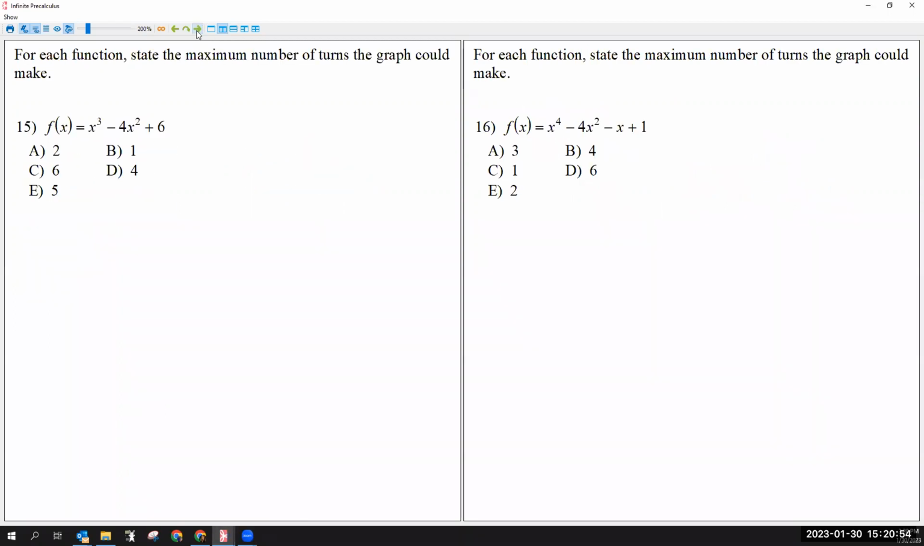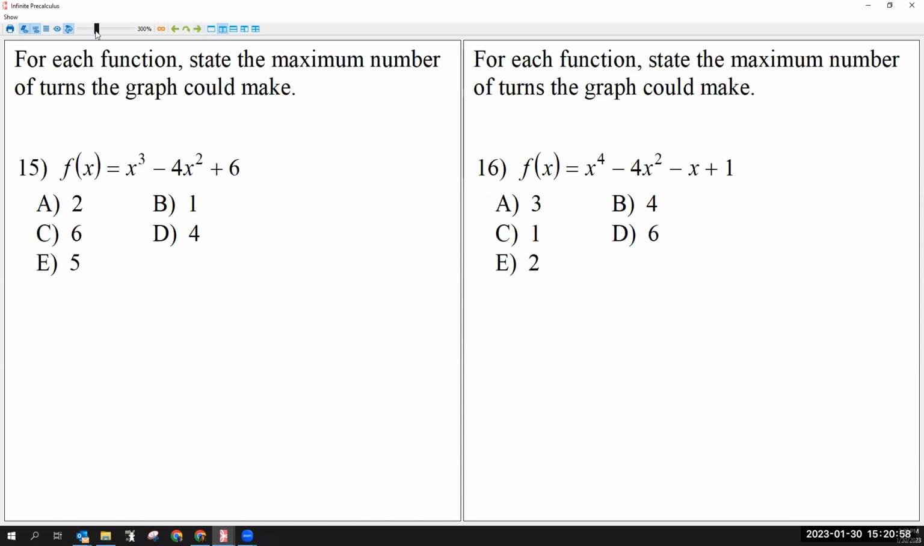All right, now hopefully these are the 2 easiest problems on our test. Maximum number of turns, you just take, oh, I'm getting ahead of myself. Pause the video, try 15 and 16, and then I'll go.